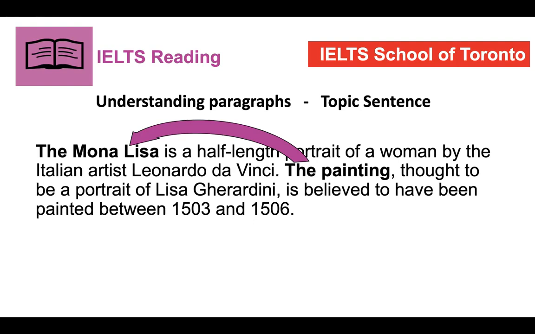This is important for headings. So you read the first sentence and you ask yourself, what's the main idea here? The main idea is Mona Lisa. You read the second sentence. What's the main idea in the second sentence? The main idea is the painting, which is Mona Lisa again. So Mona Lisa is the focus of sentence 1. Mona Lisa is the focus of sentence 2. You don't need to read any further because this paragraph is very clear about Mona Lisa.